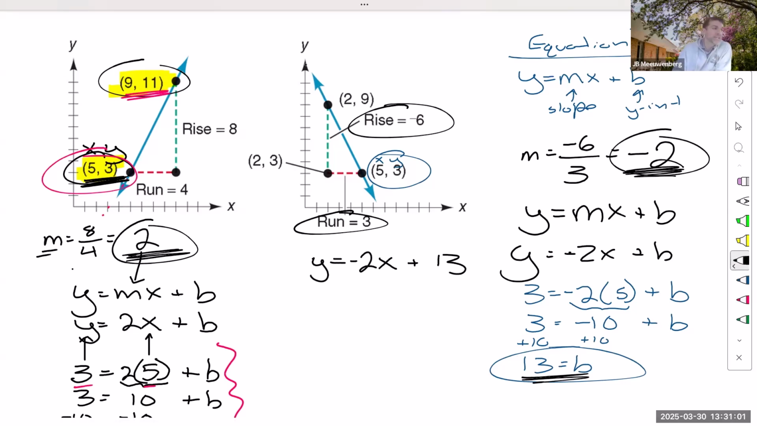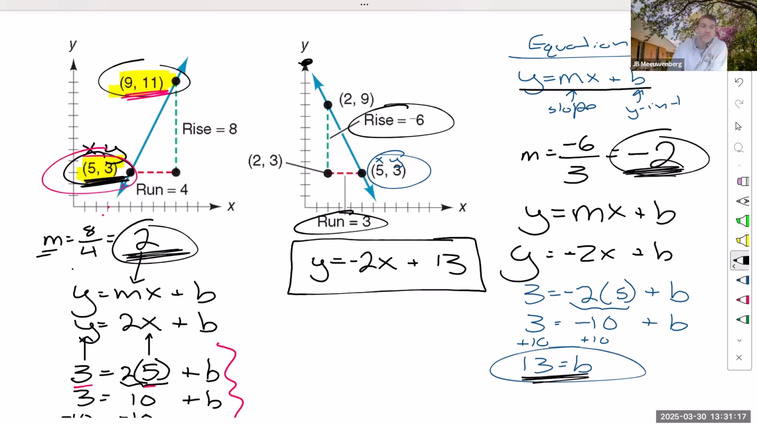This would cross that y-axis up here at 13. And there we were able to build our equation. So sometimes you can use missing pieces. You can use information you have to find the missing piece. This is just your tool to do it.